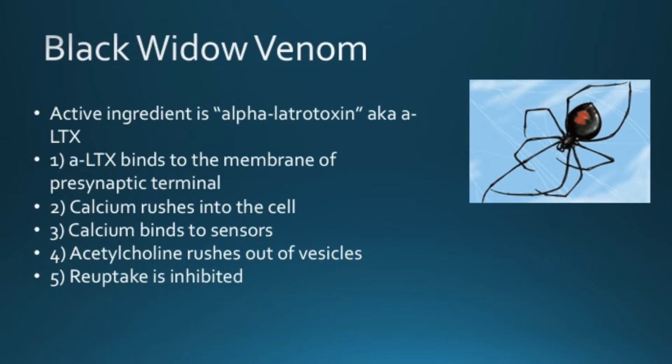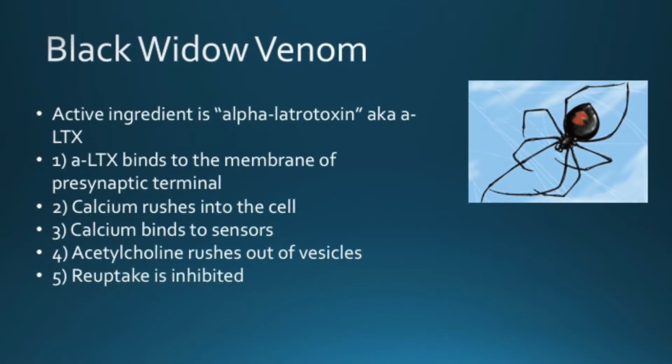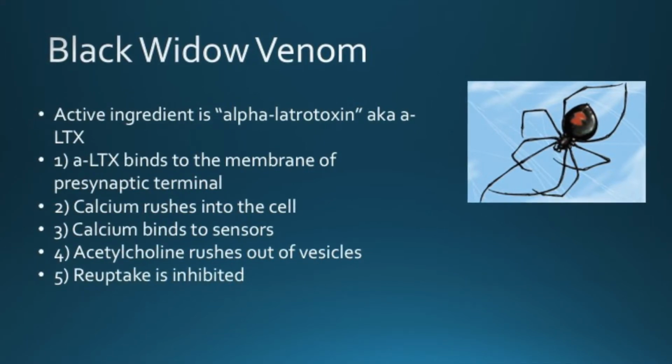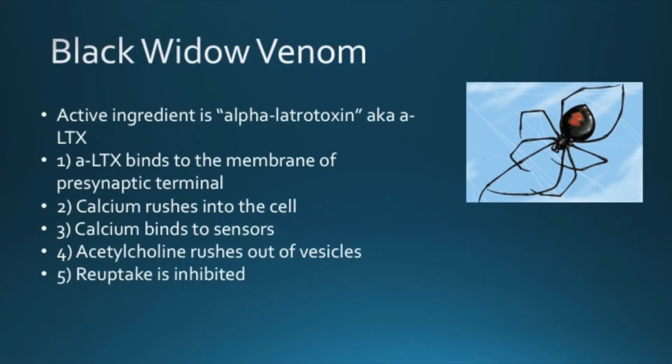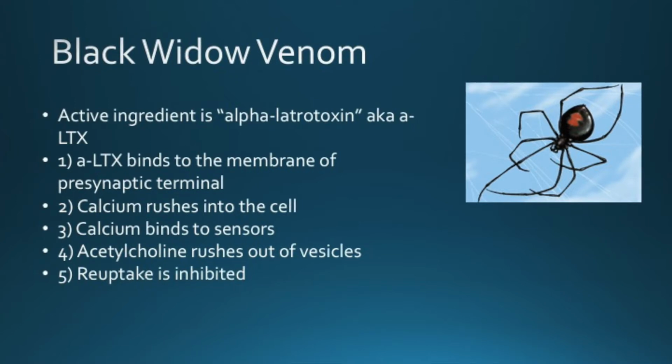Along with a huge release of acetylcholine, the venom also inhibits the reuptake of choline. This means that the signal that acetylcholine causes does not stop. This can cause, among other things, severe pain and cramping in muscles.